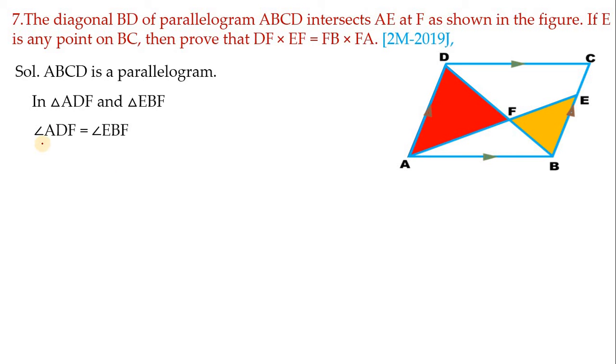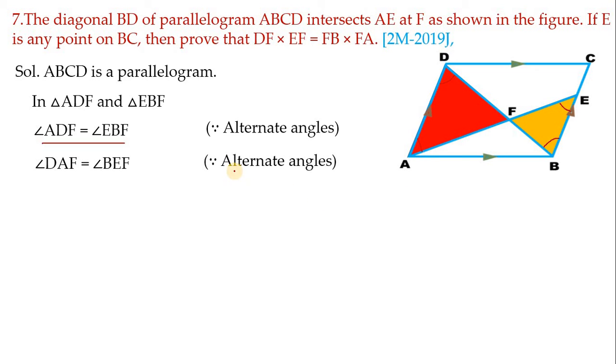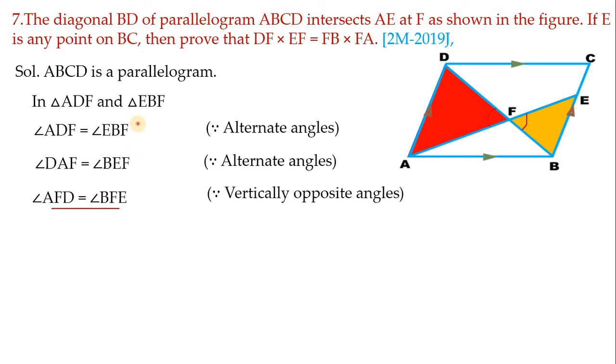So what I can write, angle ADF is equal to angle EBF. This angle is equal to EBF. Reason is alternate interior angles. Next, this angle: BAF is equal to BEF, this angle, alternate angles. Next, vertically opposite angles. Which one? This will be equal to this. AFD equals BFE, vertically opposite angles. So here, three pairs of angles we have shown are equal.